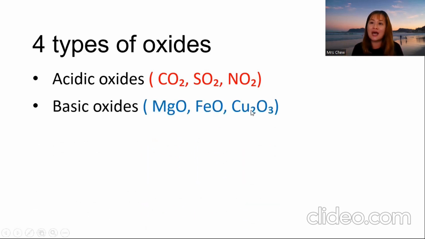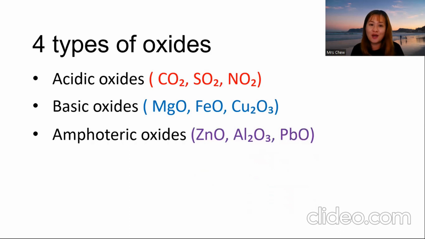Basic oxides, on the other hand, are metal oxides and they are basic in nature and they will react with acid for neutralization. Amphoteric oxides are oxides that will react both with acid and base to form salt and water. And there are only these 3 metal oxides.